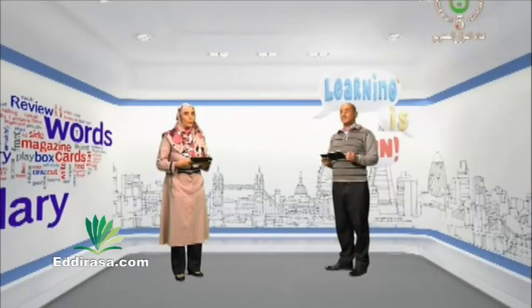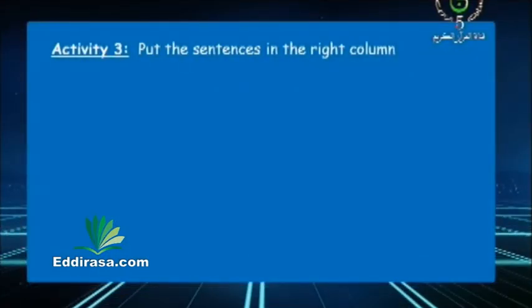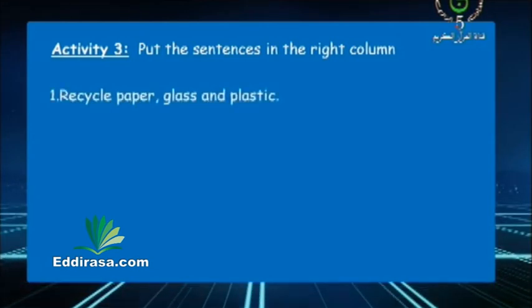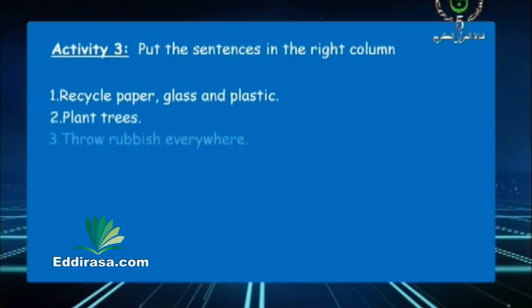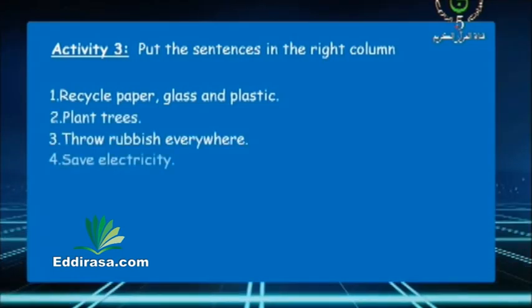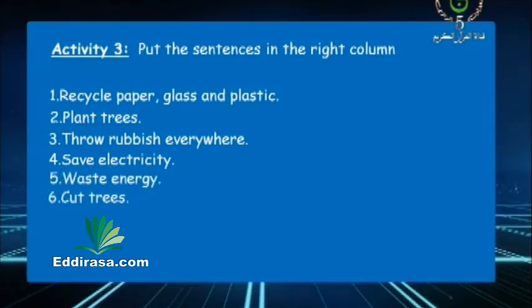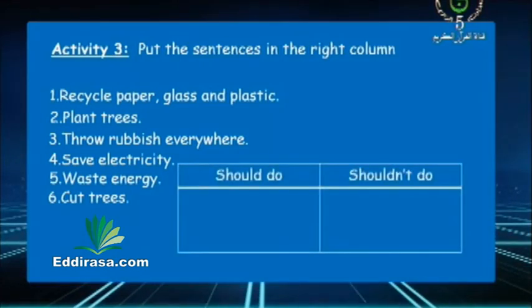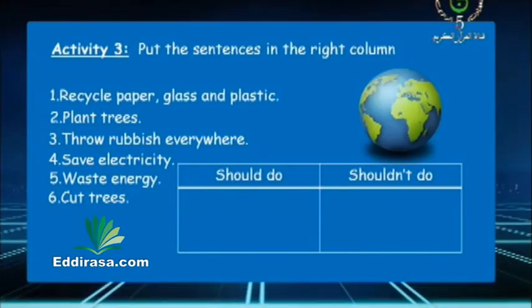All right? So, now, Mr. Zian, what is the next activity that we will do? So this is exactly what the next activity is about. So we are going to put the following sentences in the right column. So the sentences are, as you can see, recycle paper, glass and plastic, plant trees, throw rubbish, save electricity, waste energy, and cut trees. So here, you are going to tell us what we should do and what we shouldn't do, because it is really important.